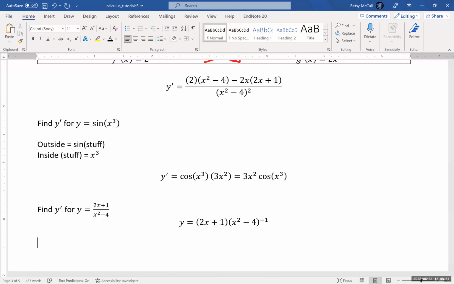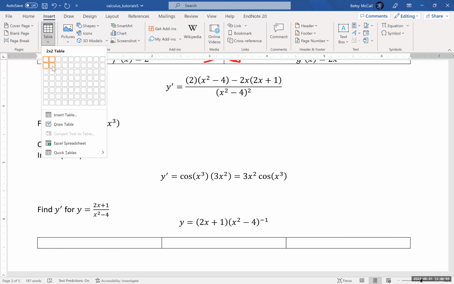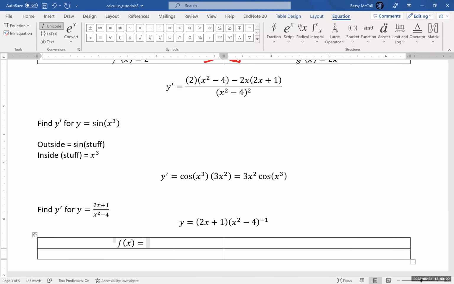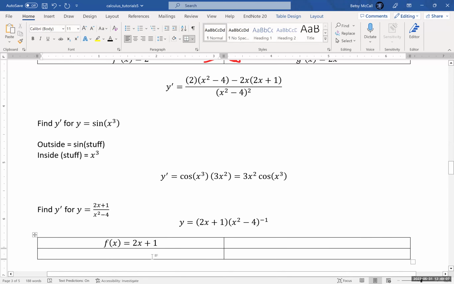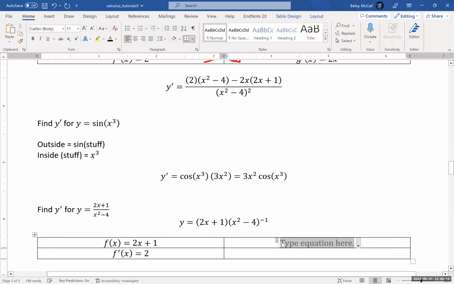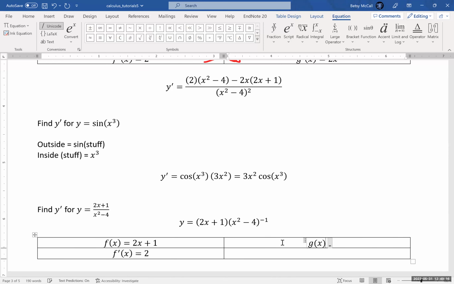Now let's follow through with our product rule. Again, I'm going to build a table. And here, because I'm using the product rule, f of x is 2x plus 1. And the derivative f prime is just 2. Now my g is going to be a little different because I'm using a different formula. G of x is x squared minus 4 to the negative 1.